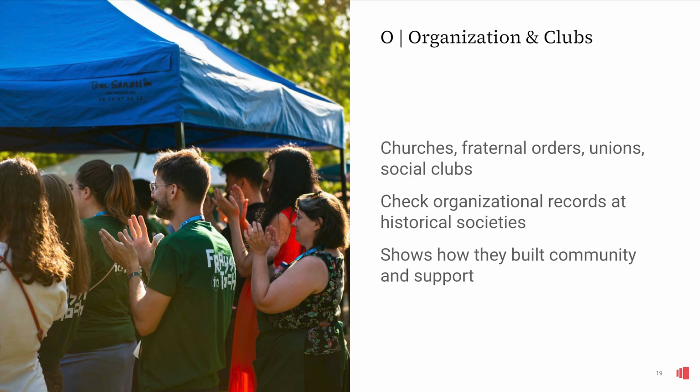O is for organizations and clubs. Membership in churches, fraternal orders, unions, social clubs, or professional organizations reveals values and social networks. Check organizational records, meeting minutes, and membership lists at historical societies. These affiliations show how ancestors built community and found support systems, especially important for immigrants and newcomers. A Freemason membership or Ladies' Aid Society participation tells you about their social world and what groups they trusted to help them navigate life's challenges.